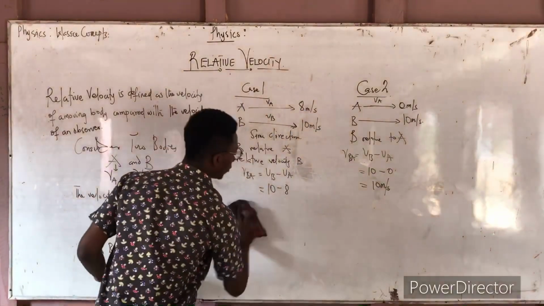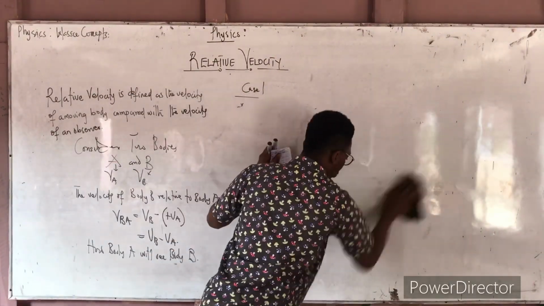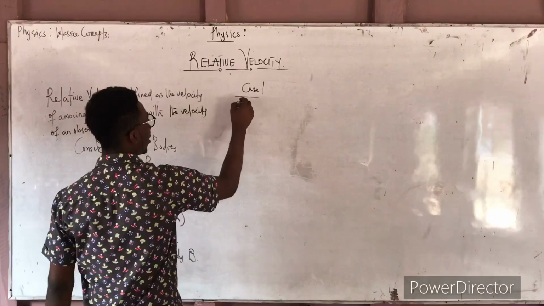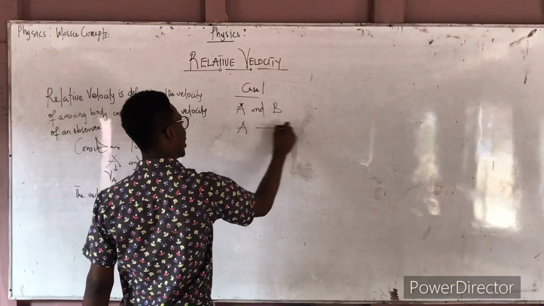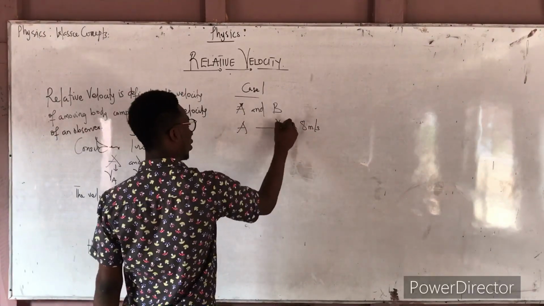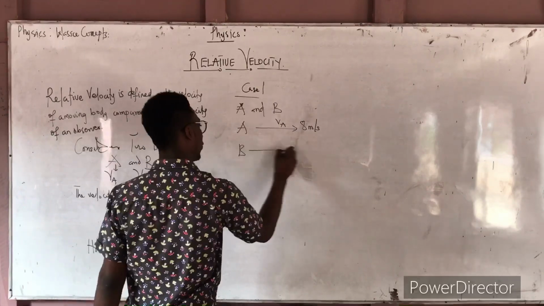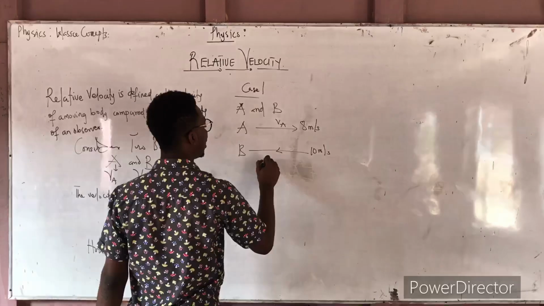And the last case, which is case 3, is that let's suppose we have two bodies, body A and body B. Body A is moving with 8 meters per second velocity, and body B is moving with 10 meters per second, but in opposite directions.